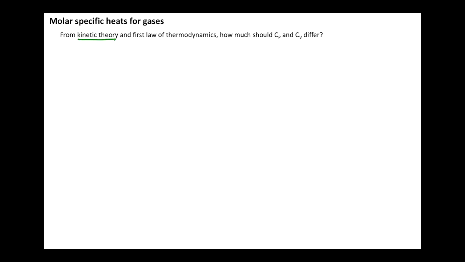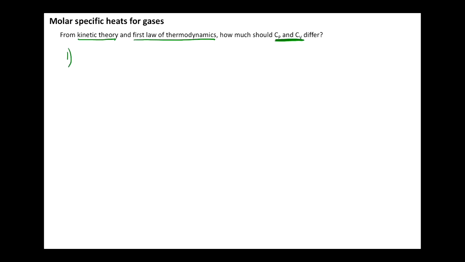Okay? Kinetic theory, just again remember, just means a bunch of molecules moving in all the random directions at a variety of temperatures or a variety of velocities that are given by the Maxwell distribution. Okay? So we're going to use kinetic theory and combine it with the first law of thermodynamics from this chapter and try to determine that, in general, how much these 2 quantities should be different, what the difference between CP and CV should be. So we're going to look at 2 processes.